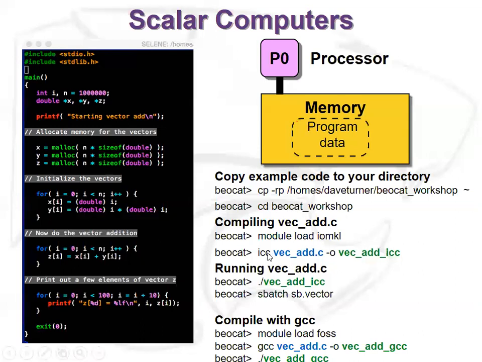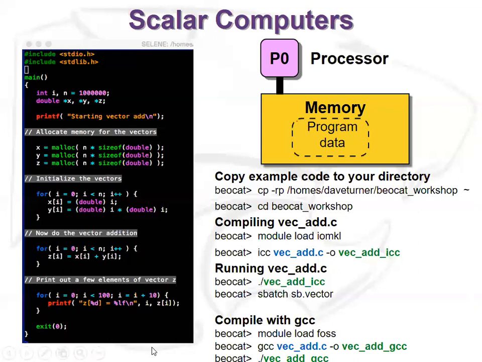compilations here. So I module load IOMKL, then I have the ICC compiler, vec_add.c is this file, and then minus O, I'm naming the executable vec_add_ICC. Running it, you can do that with just ./vec_add_ICC. I also have an sbatch script set up so that you can submit it to the queue. It's just going to run on one core is the way it's set up.